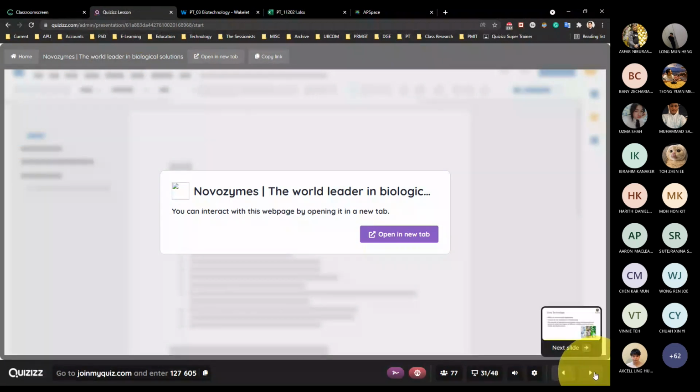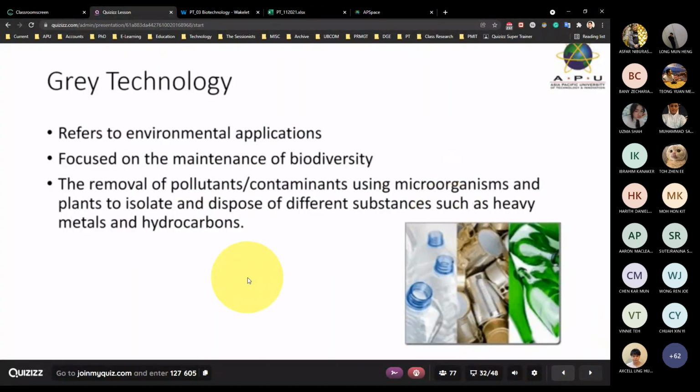All right. Moving on. The next one is gray technology. Anything that is gray is related to the environment. This looks into environmental application. When we hear environment, of course, the term that comes along is biodiversity, and since it's environment related, there's a lot to do with pollutants and contaminants. Using microorganisms to easily isolate and dispose of all these chemicals and different substances will be considered under gray technology.